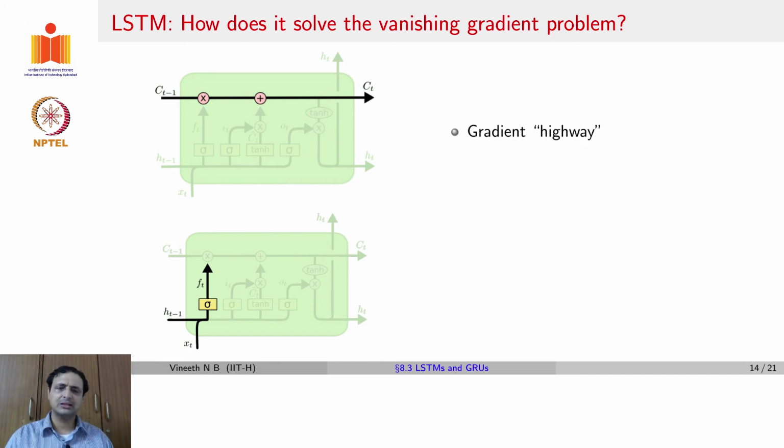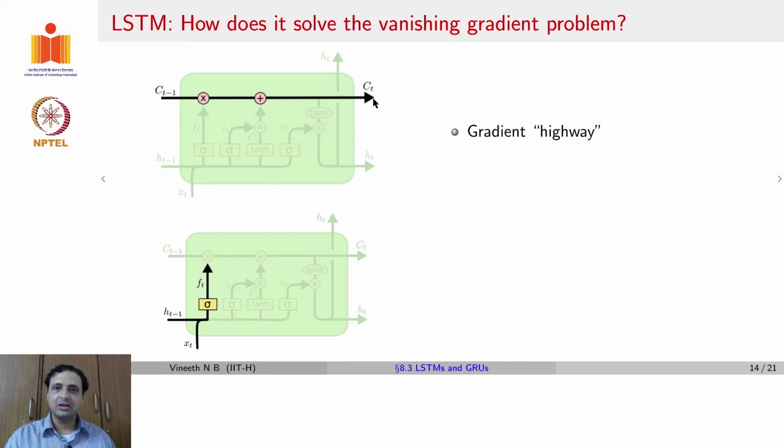Now let's try to ask, how does the LSTM really solve the vanishing gradient problem? The key to that lies in this highway here between ct and ct minus 1. We are going to call that the gradient highway.